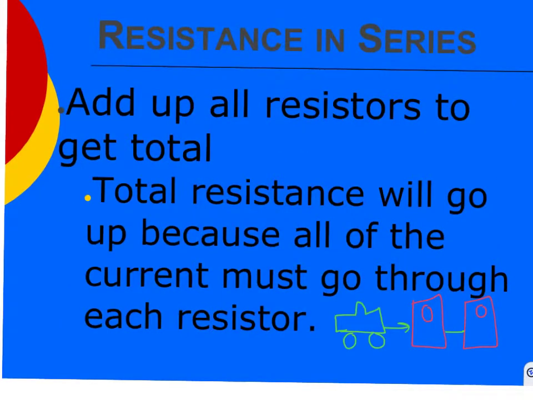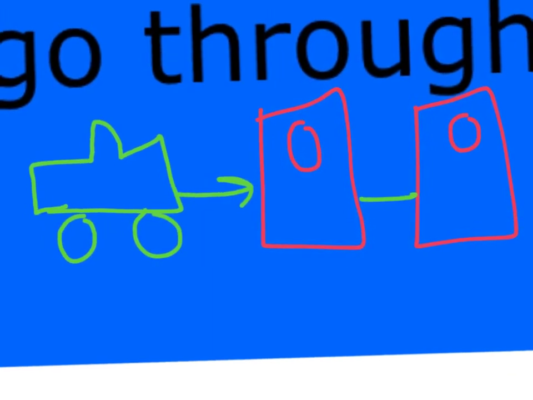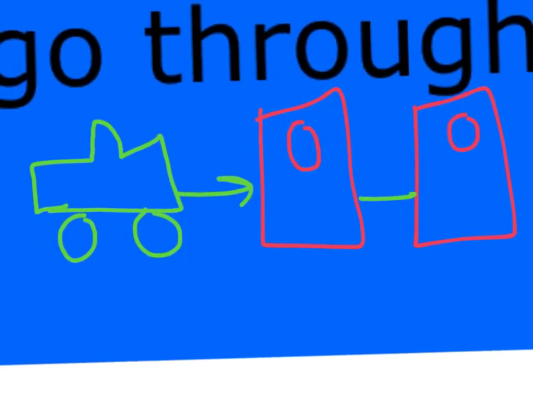All right, in a series circuit, you have to add up all your resistors to get your total resistance. Your total resistance will go up as you add resistors because all the current must go through each one. Let's say we have an example of a car. A car is going to have to wait through each individual light.